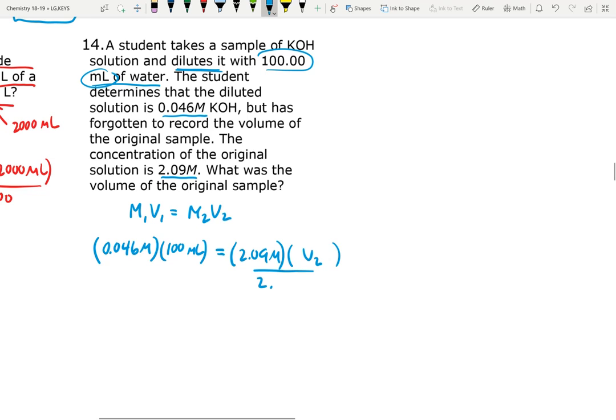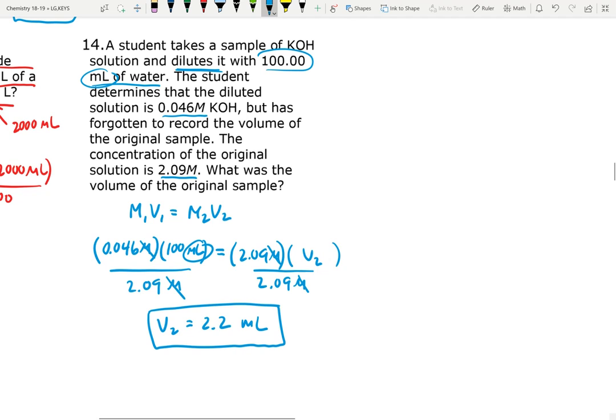So divide both sides by 2.09. Let's punch that in our calculator too. 0.046 times 100 divided by 2.09, and we get a final answer of 2.2. Now, V2 is 2.2. 2.2 what? And again, this is a molarity. That cancels out. That cancels molarity. And so our volume is in milliliters.